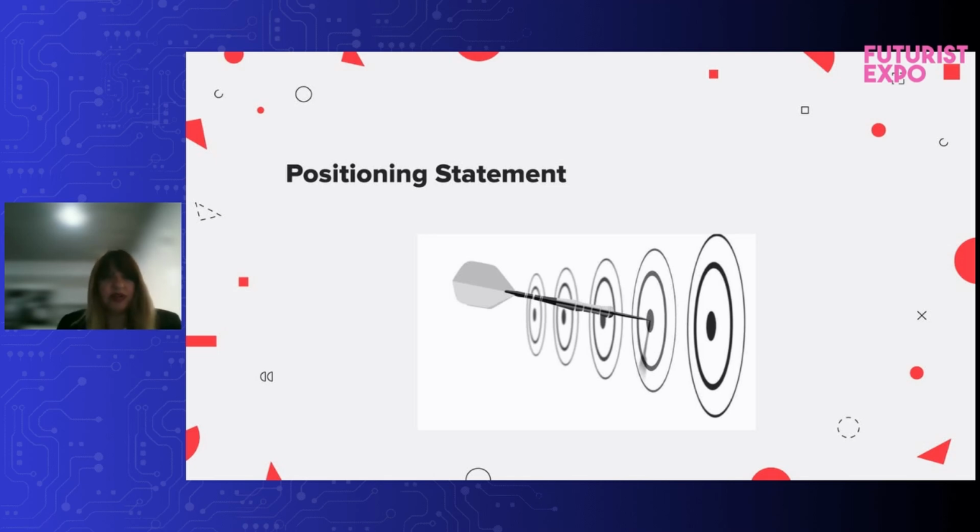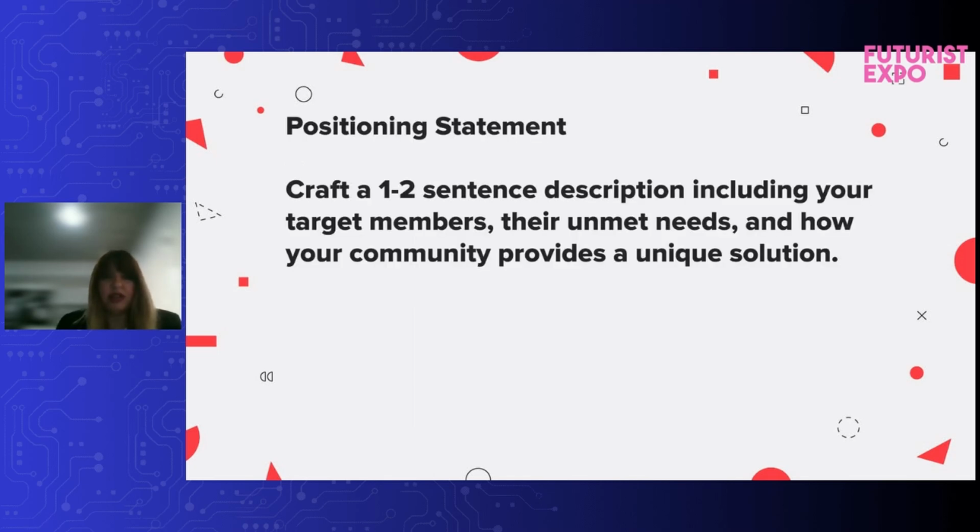So the first point is the positioning statement. What is a positioning statement? Basically, it is a 1 or 2 sentence description where you include your target members, what are their needs, and how your community provides a unique solution for those members. This is really important because you start with the fundamentals of your community.